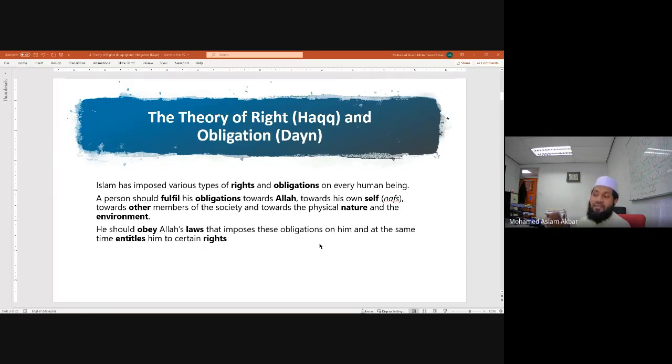Yes. Then don't forget the last one, towards the physical nature and the environment. This is the bi'ah. So you have hablu min Allah, hablu min nas, and hablu min al-bi'ah. So this is the physical nature and environment. Also, you have the right. Can I just cut the tree? Can I just break the mountain? Can I just dump everything into the sea? Can I just throw the plastic? Subhanallah, I have to answer to Allah subhanahu wa ta'ala.